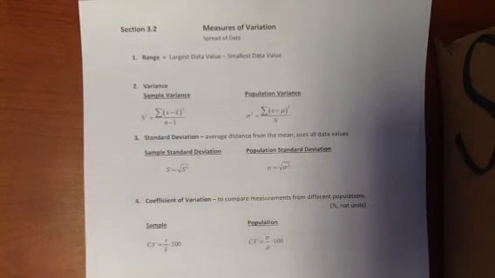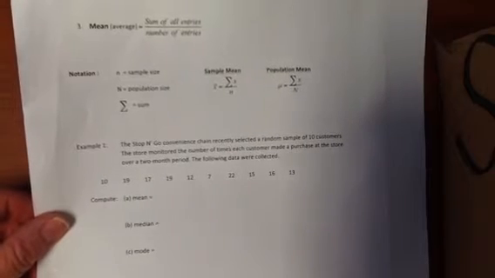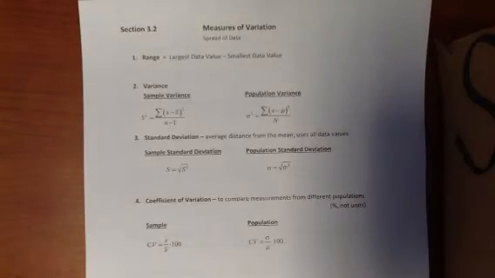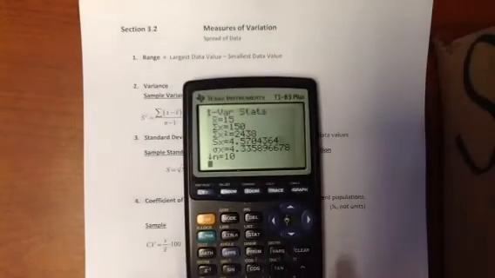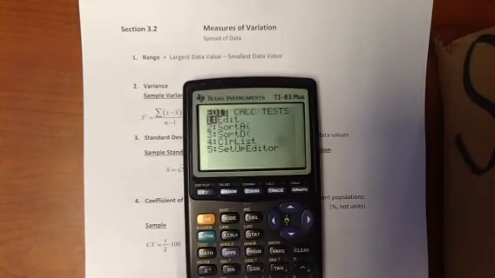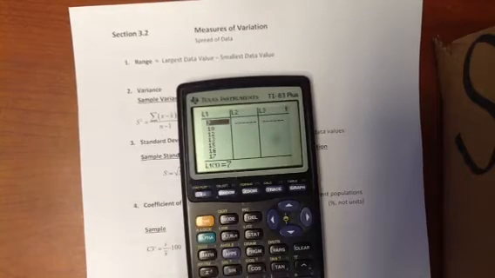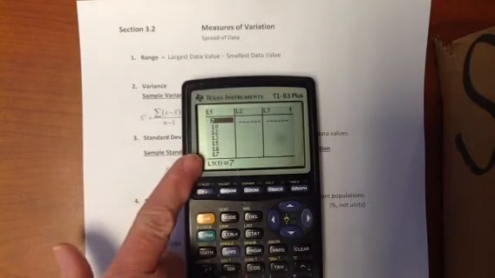Okay, so let's also look at the data set that we had done from section 3.1, the example we had done there, the stop and go convenience chain. And this store monitored the number of times each customer made a purchase. I still have that data in my calculator. Oops, sorry. So if I hit stat and hit enter, I have that list of data in L1. Now I have already sorted the data.